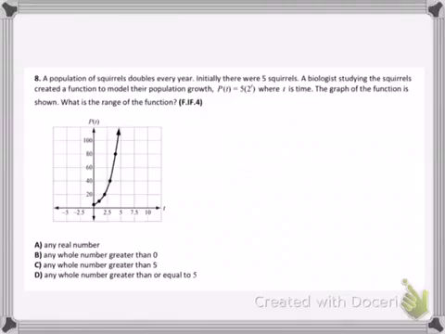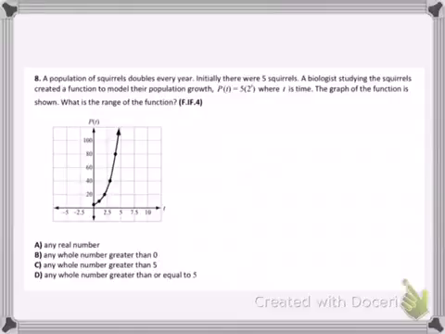Alright. Population of squirrels doubles every year. Initially, there were 5 squirrels. A biologist studying the squirrels created a function to model their population growth. P of t equals 5 times 2 to the t, where t is the time. Graph of the function is shown. What is the range of the function?